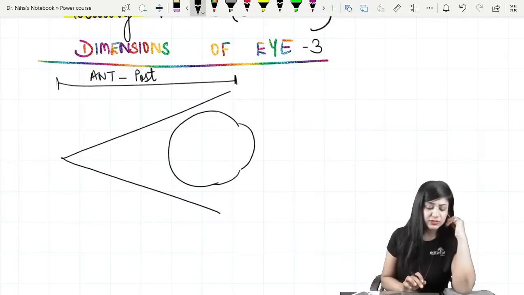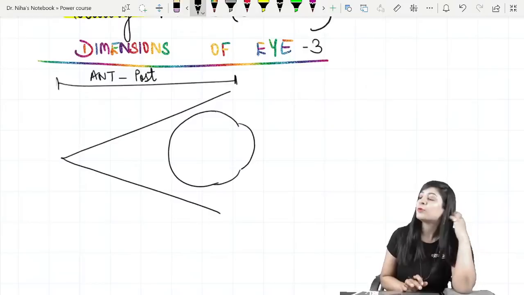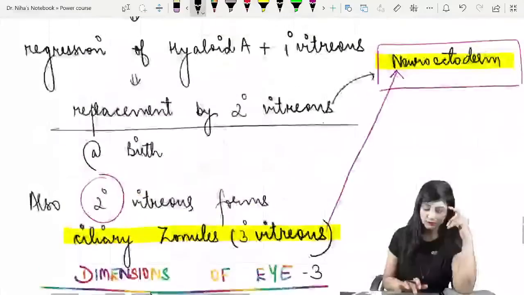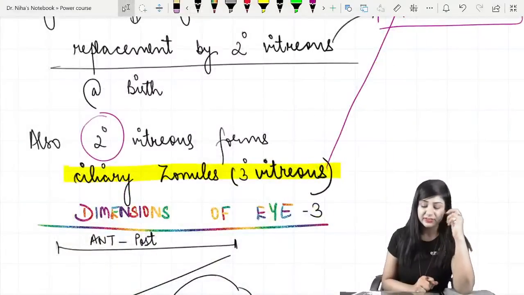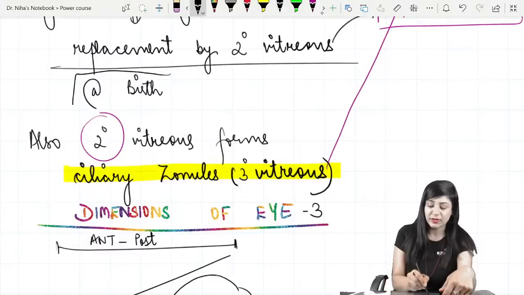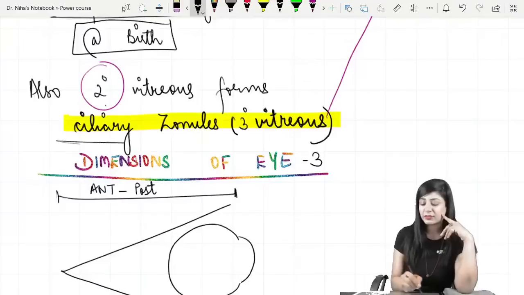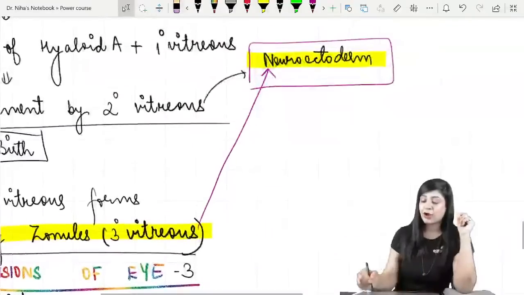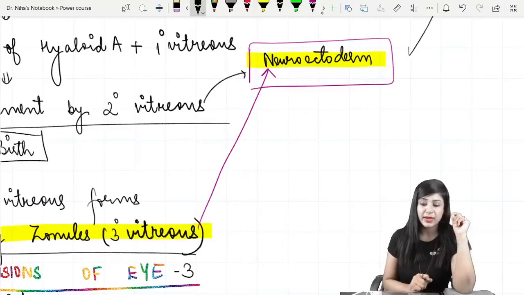Ciliary zonules are formed from secondary vitreous. Therefore, both are coming from neuroectoderm. Replacement by the secondary vitreous takes place at the time of birth itself. So at the time of birth, the secondary vitreous forms the tertiary vitreous or the ciliary zonules. So both will be coming from neuroectoderm.